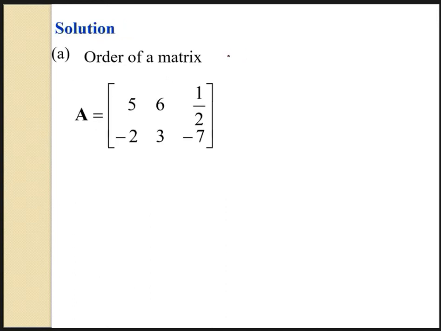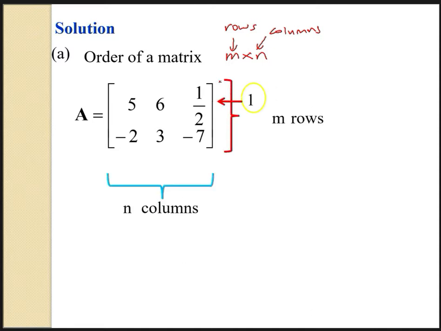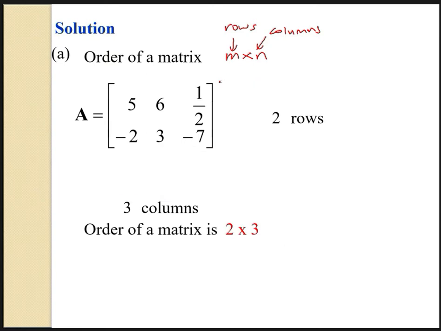An order of a matrix is written as M times N, where M is the number of rows and N is the number of columns of a matrix. So how many rows and how many columns do we have for this matrix? For this question, there's 1 and 2 rows and there's 1, 2, 3 columns. So how to write your order will be, you start from the rows and then your column. So it's 2 times 3.